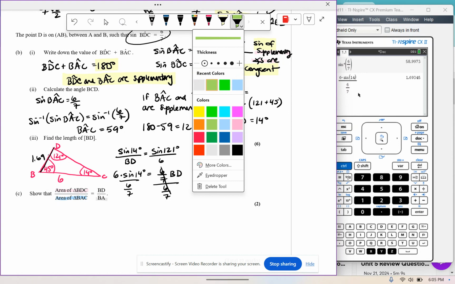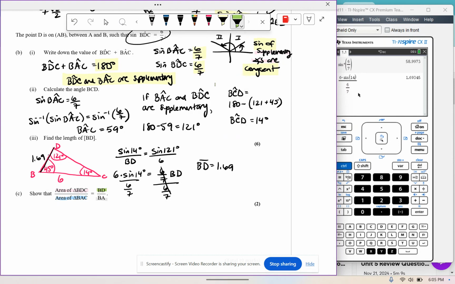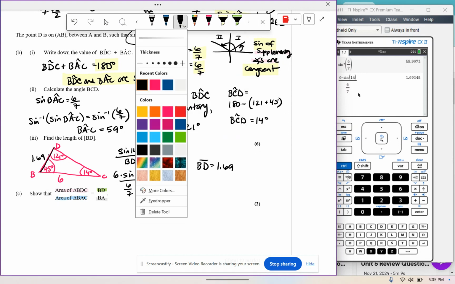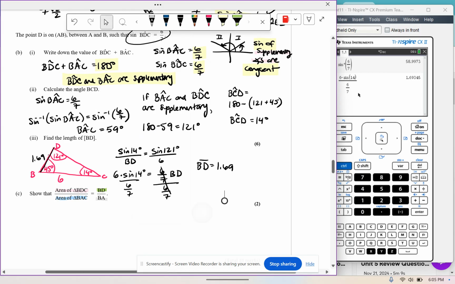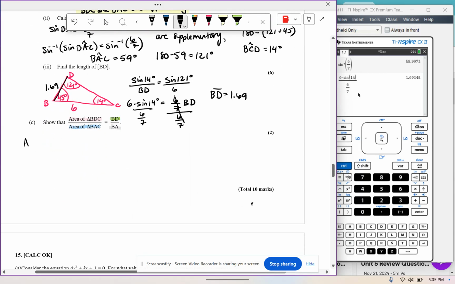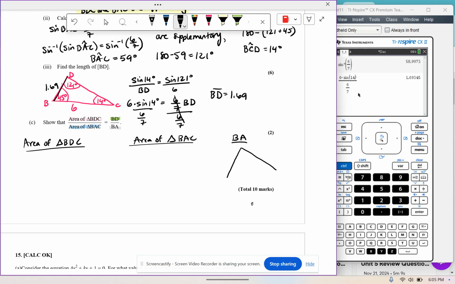Thank you. All right, so I have BD. BD is right up here. And then I have to find the area of triangle BDC. I have to find the area of triangle BAC, and then I'll stick all this stuff into the proportionality statement and see if it is true. And then I have to figure out what BA is. Okay, so BA looks like it's going to be the easiest thing for me to find first.